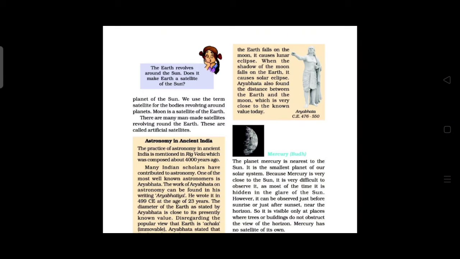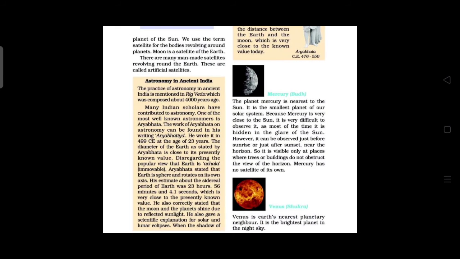Then about Mercury, Buddha. The planet Mercury is nearest to the sun. It is the smallest planet. See the picture. It is the smallest planet of the solar system.